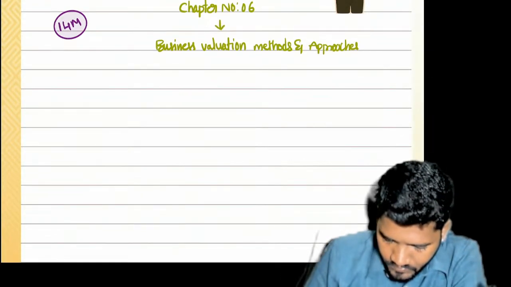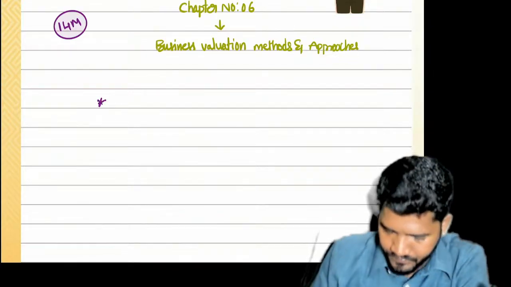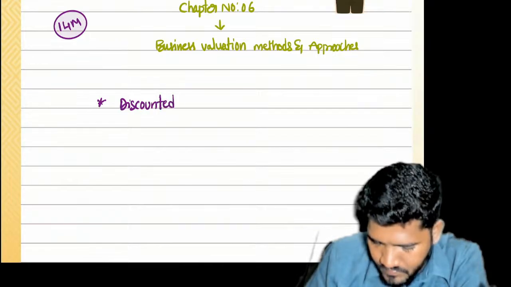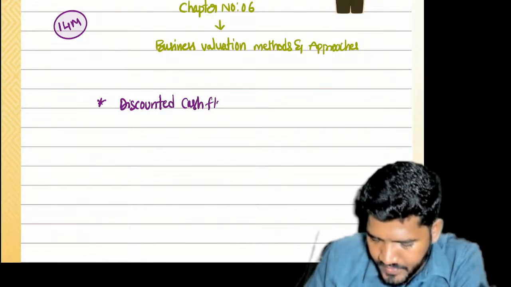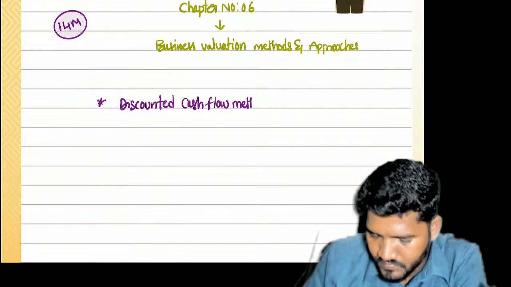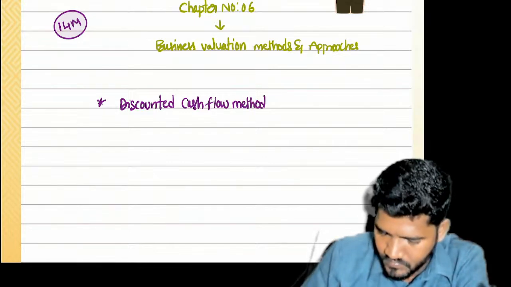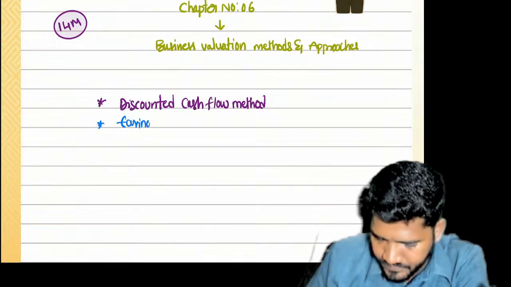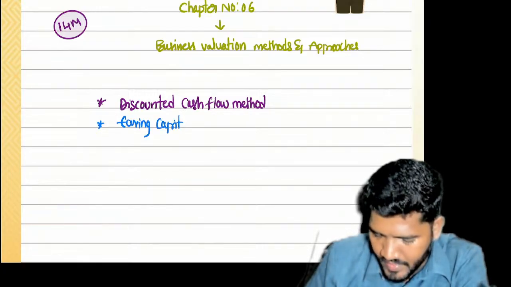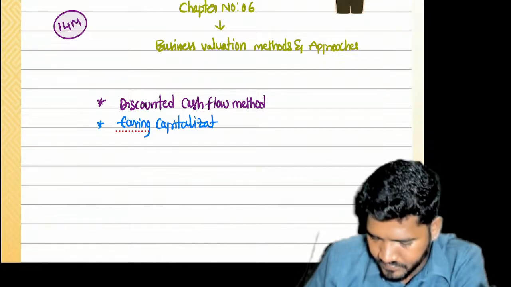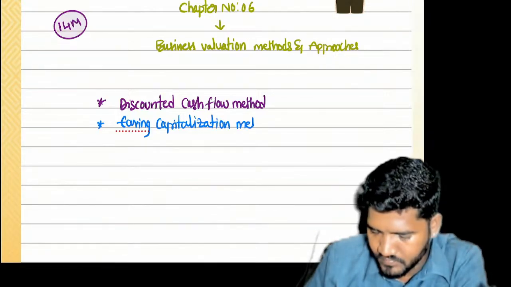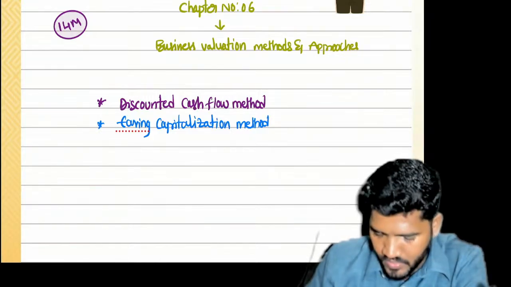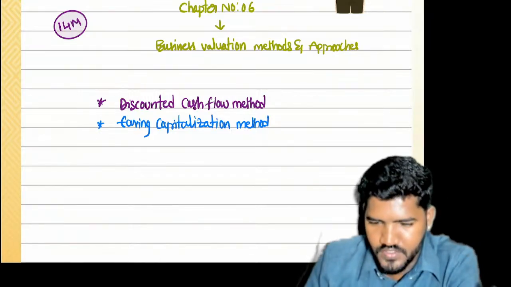First, method number 1, discounted cash flow method. Next, earning capitalization method. Yes, Gopika, here we will discuss workbook questions.